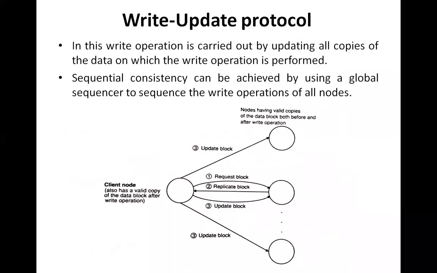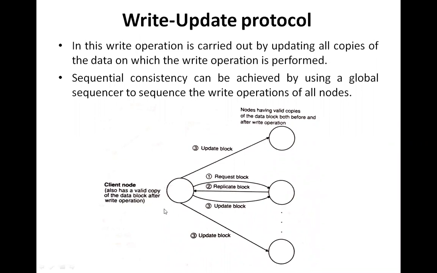Now, the second one is the Write-Update protocol. In this scheme, the write operation is carried out by updating all the copies of the data on which the write is being performed. At the same time, whenever it is modified at a particular node, it is replicated to all other nodes which already have a copy of that particular data block. So whenever a write fault occurs at a particular node, the fault handler is going to copy the access block from the block's current node to its own node, as shown here.